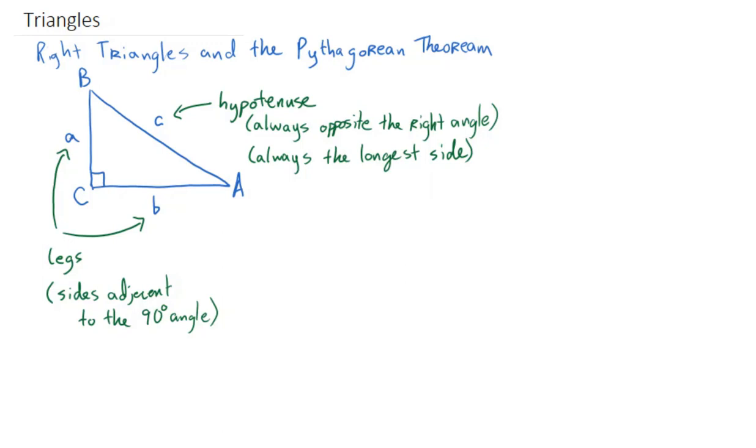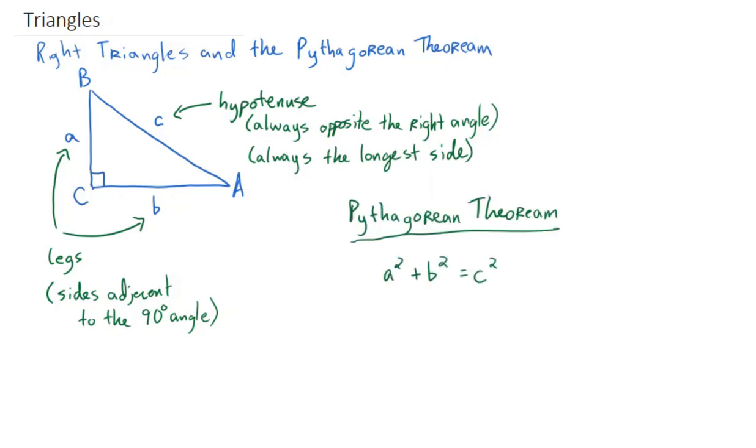Now we're ready to introduce the Pythagorean theorem. The Pythagorean theorem is that a squared plus b squared equals c squared, and this uses the a, b, and c as I just described them. So a and b are your legs, or your two shorter sides that are adjacent to the right angle, and c is the hypotenuse that's opposite the right angle. It has to be those particular sides, or it doesn't work.